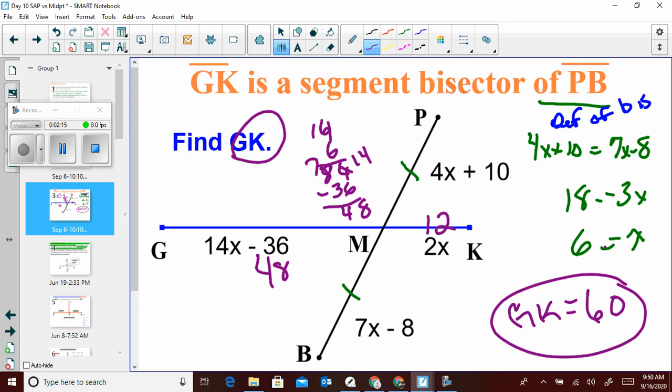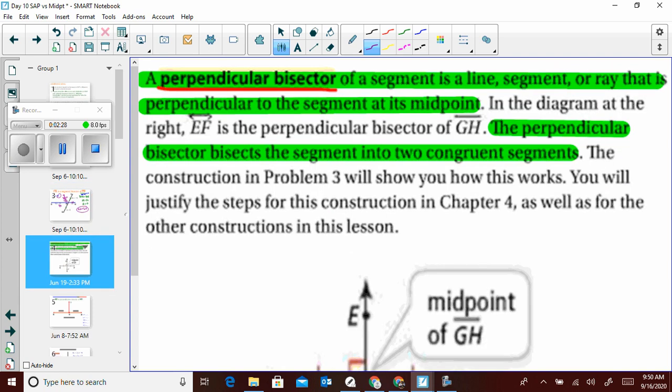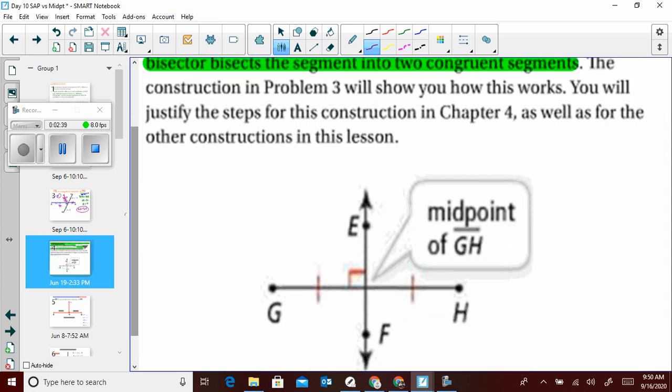Okay? Just make sure you're seeing what this says, what is being bisected. And it's just doing the midpoint. A segment bisector just bisects it in half. You can also have, and don't worry, all this will be in the notes, a perpendicular bisector. To be perpendicular, it just means it creates a right angle. Perpendicular creates a right angle, 90 degrees. So if these two things are perpendicular, it creates a right angle.